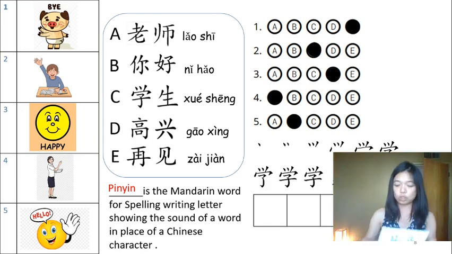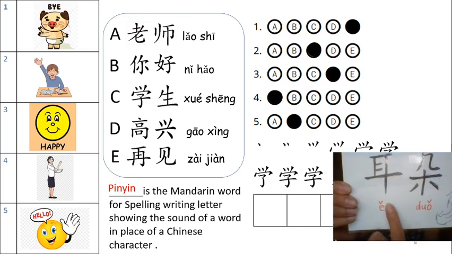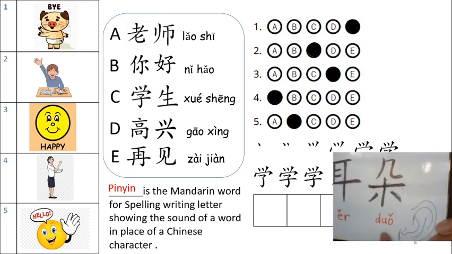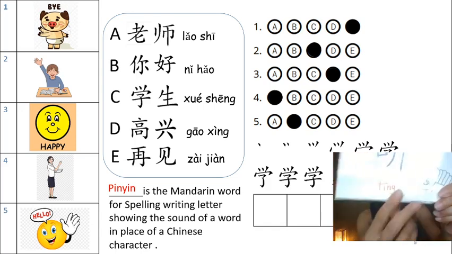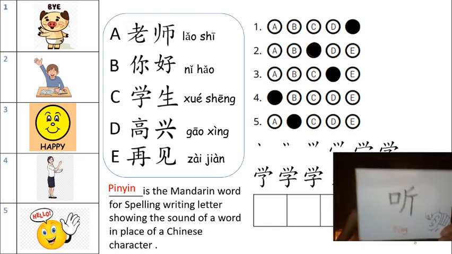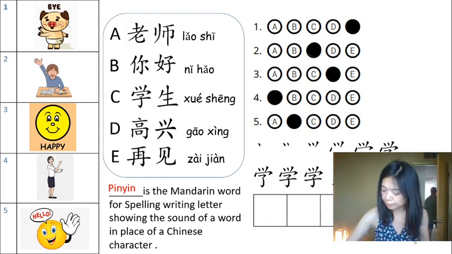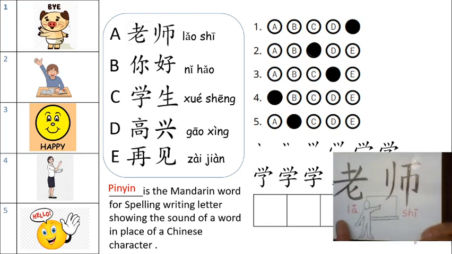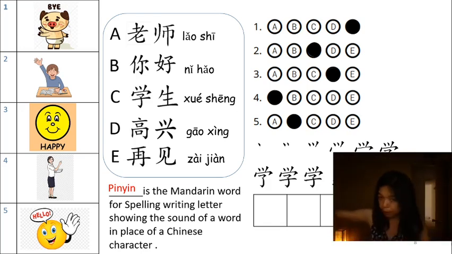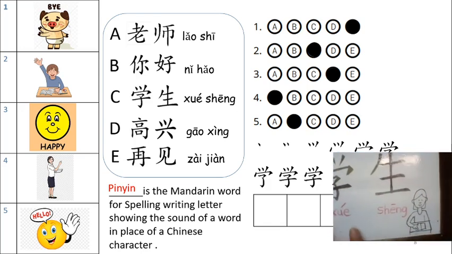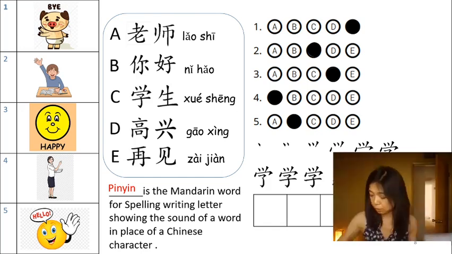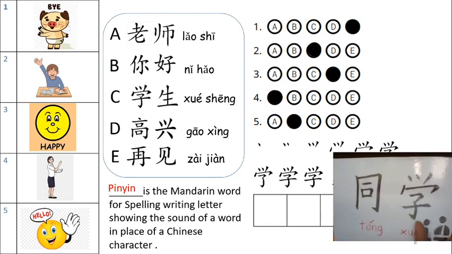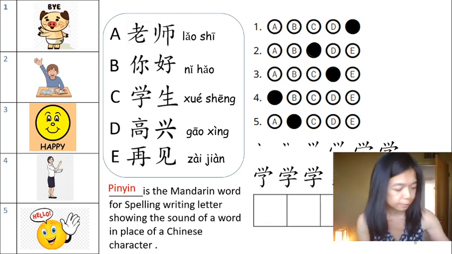What else have we learned? Ready? Oh, show me. 耳朵, 听. And what else have we learned? But who do you listen to? Who do you look at? 老师. That sounds right already? 老师. And who else? 学生. And who have we learned? 同学. All right. Time to say goodbye.